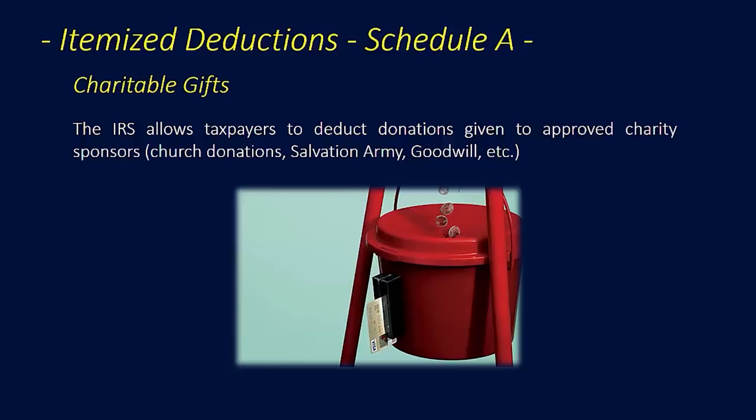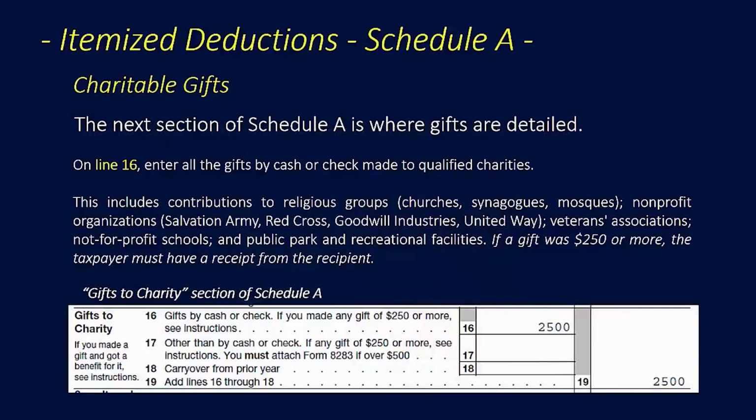The IRS allows taxpayers to deduct donations given to approved charity sponsors, church donations, Salvation Army, Goodwill, and so forth. The next section of Schedule A is where these gifts are detailed. On line 16, enter all the gifts by cash or check that are made to qualified charities. This includes contributions to religious groups, churches, synagogues, and mosques, nonprofit organizations, the Salvation Army, Red Cross, Goodwill Industries, United Way, to name a few, veterans associations, not-for-profit schools, and public park and recreational facilities. If a gift was $250 or more, the taxpayer must have a receipt from the recipient.